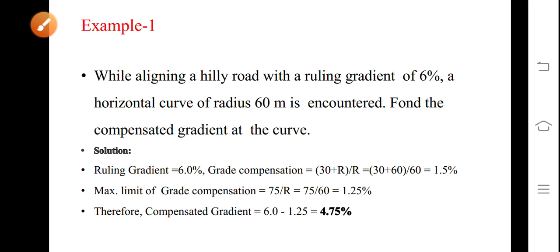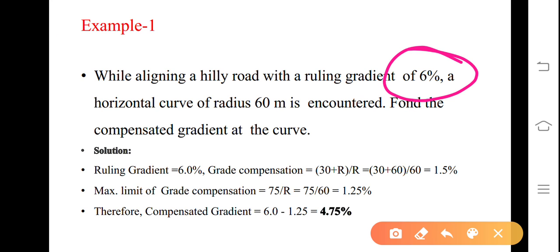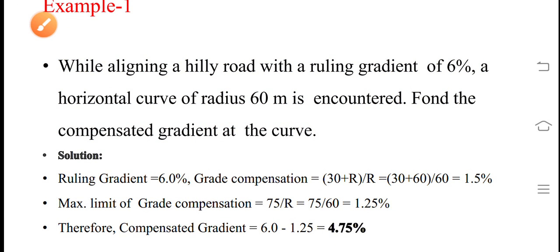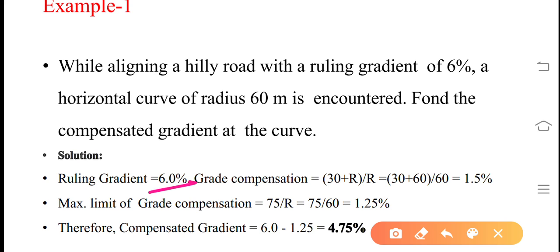Now, example. While aligning a hilly road with a ruling gradient of 6%, a horizontal curve of radius 60 meter is encountered. Means there is already a horizontal curve of radius 60 meter. Now, while aligning the hill road, we are required to provide a ruling gradient of 6%. Then find the compensated gradient at the curve. Solution, very simple, of course. Very simple. Ruling gradient given 6%.